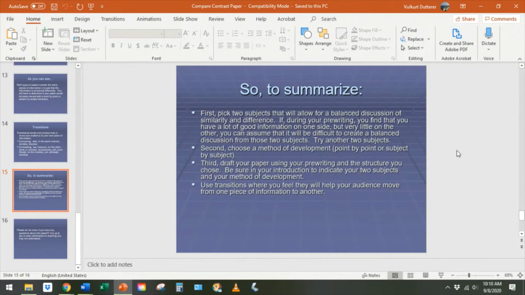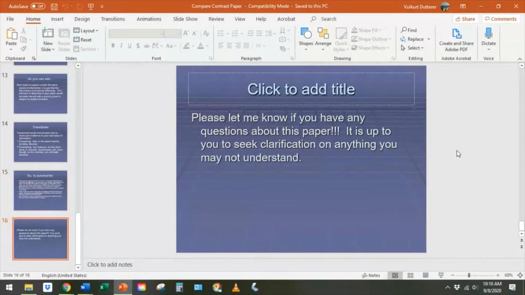So you get your 2 subjects that are going to give you a nice balanced discussion. Choose whether you want to use point by point or subject by subject. Draft your paper, making sure that you're consistent with the structure that you've chosen. And if you want, you can use transitional words and phrases to help move your audience through your different points and discussion. And that's what we're doing for paper 1.